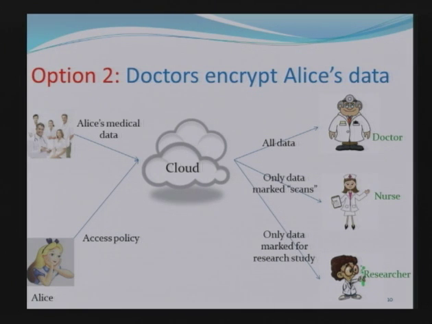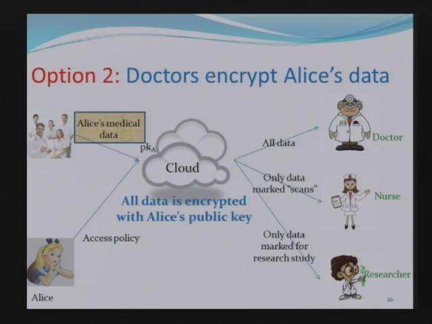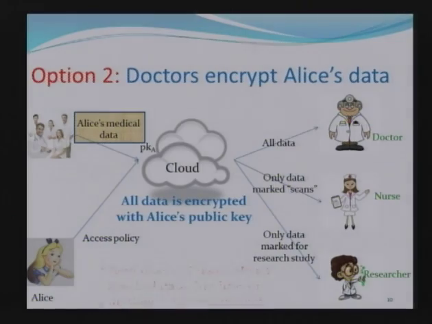Okay. So the second approach is, let's have the hospitals encrypt Alice's medical data. So whenever data is uploaded, it's encrypted under Alice's public key and sent to the cloud. Now, this works in the sense that the cloud does not learn anything about the health records, but how do we implement the access policy? Because all this is encrypted data.